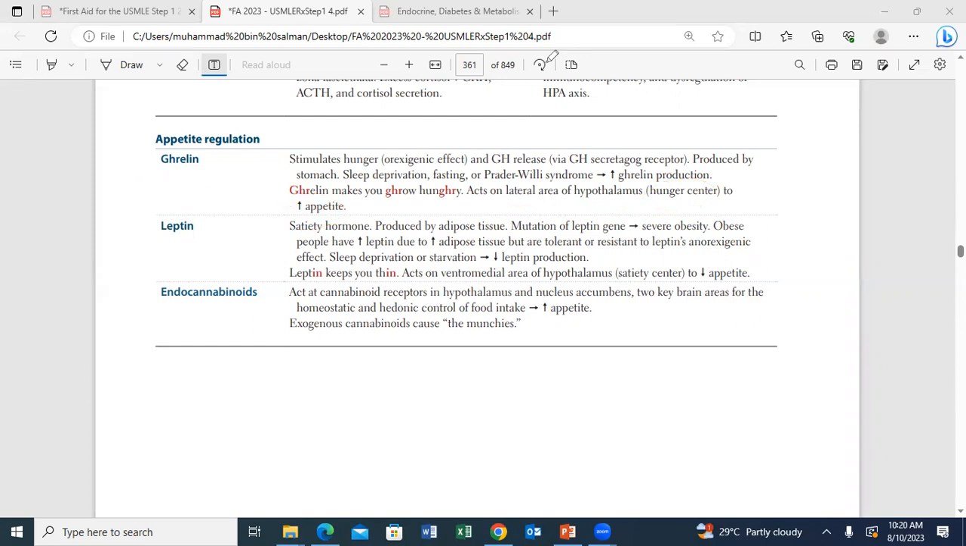And when do you feel hungry? You feel hungry when you haven't eaten food, or when you are awake for a long time. So sleep deprivation and fasting and Prader-Willi syndrome lead to increased ghrelin production. Now, Prader-Willi syndrome leads to obesity. This is a syndrome in which the patient gets very fat since there is increased appetite and these kinds of things. Leptin. Now, what is leptin? As the name indicates, it is basically released from adipose tissue. I don't know how the name is related. I'm sorry for that. All right.